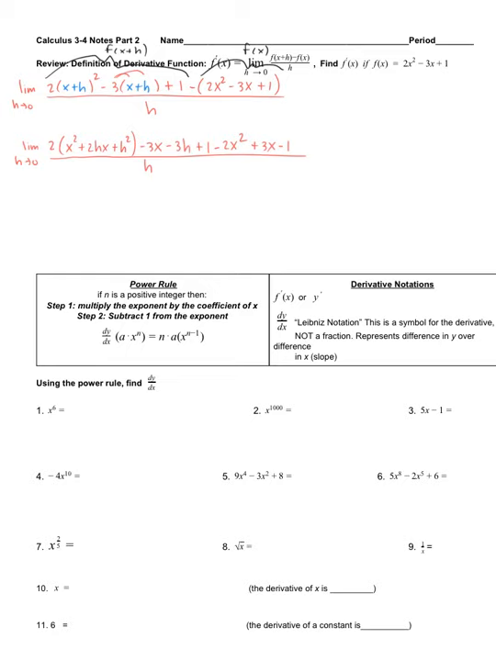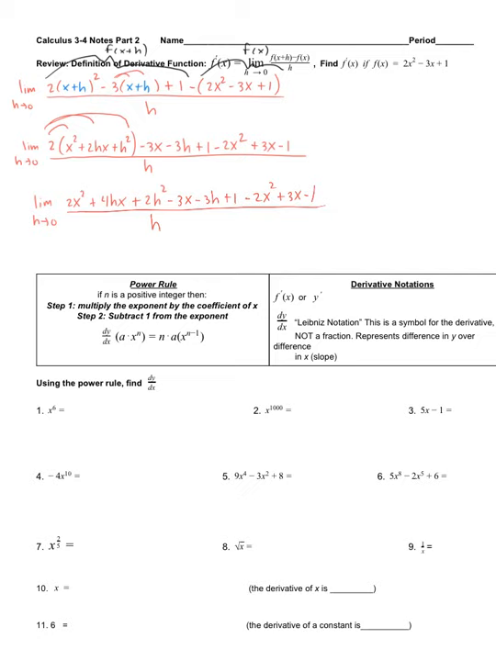So we still have the limit as h approaches 0. But we distribute the 2, so that gives us 2x squared plus 4hx, finally plus 2h squared. And then we be very careful and we bring all this along. Don't forget anything and copy correctly. Minus 3x minus 3h plus 1 minus 2x squared plus 3x minus 1. All over h. Okay, so everything is expanded.